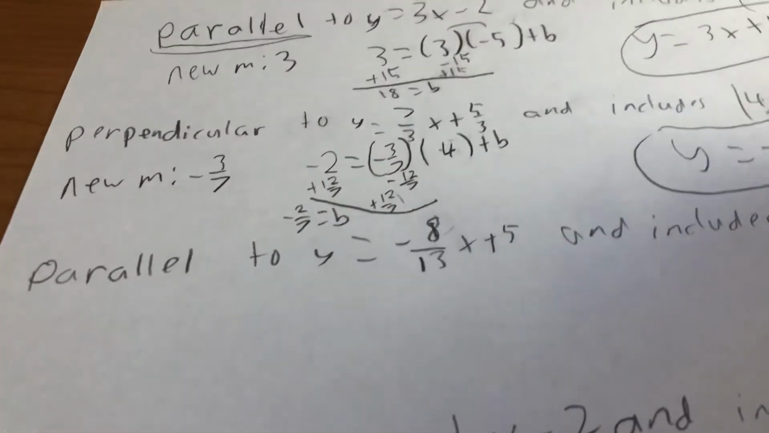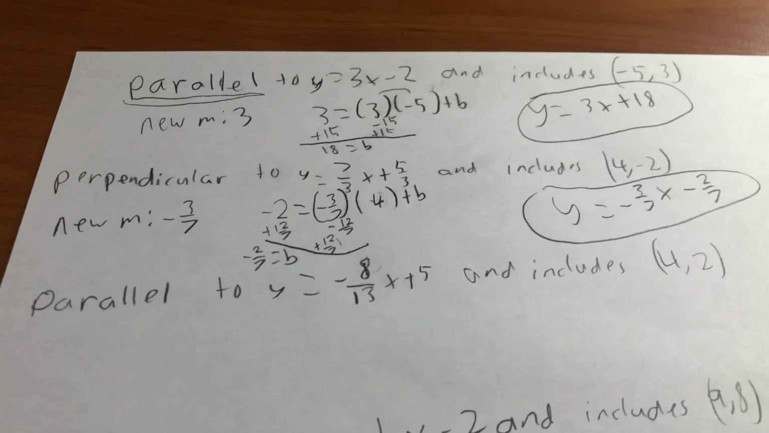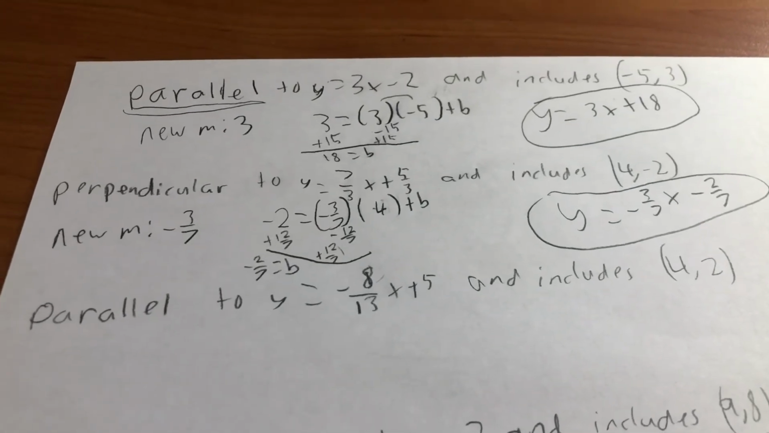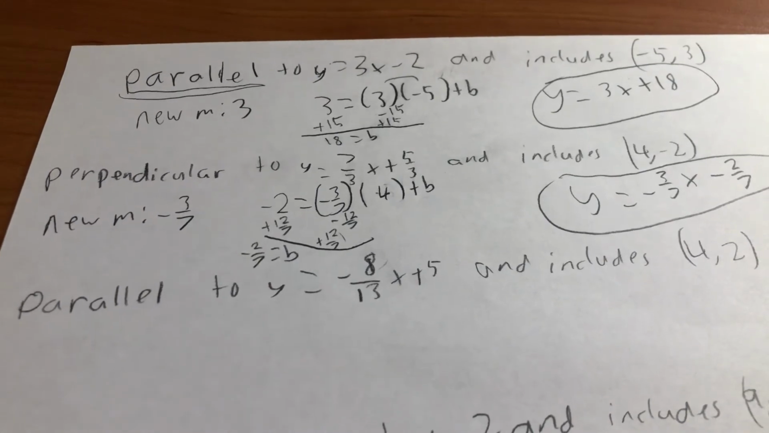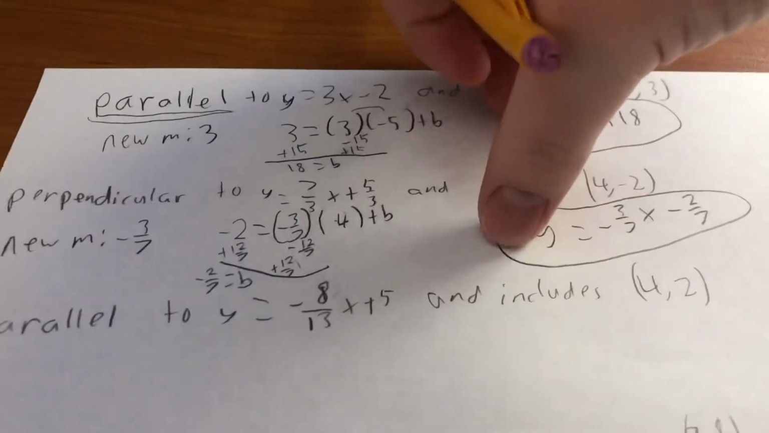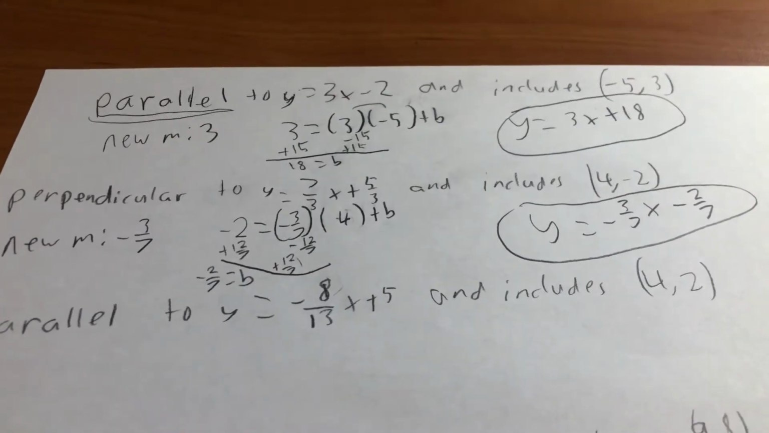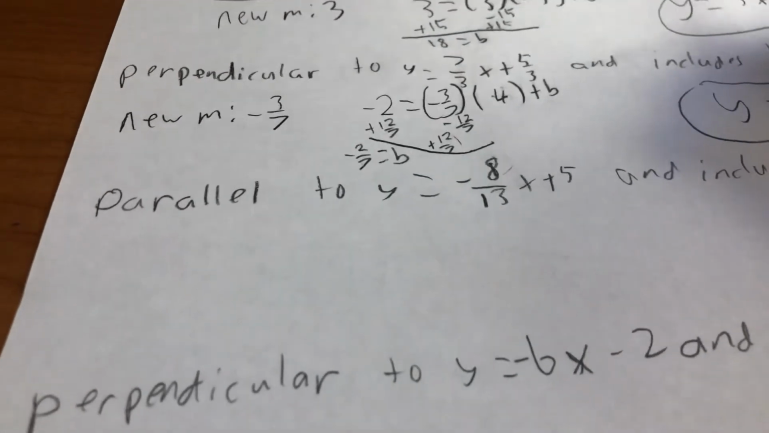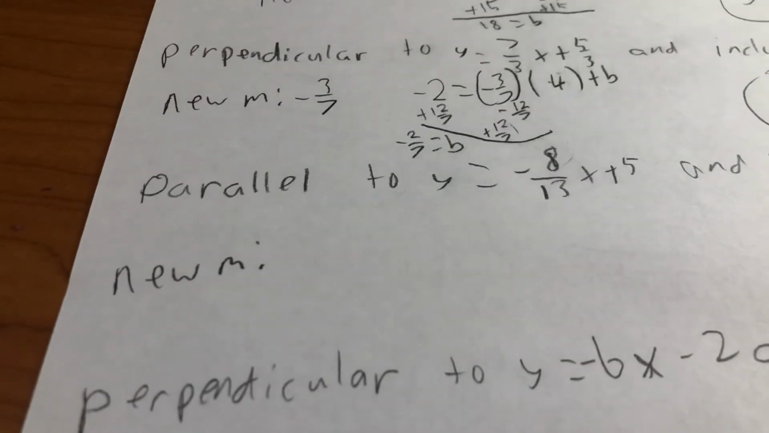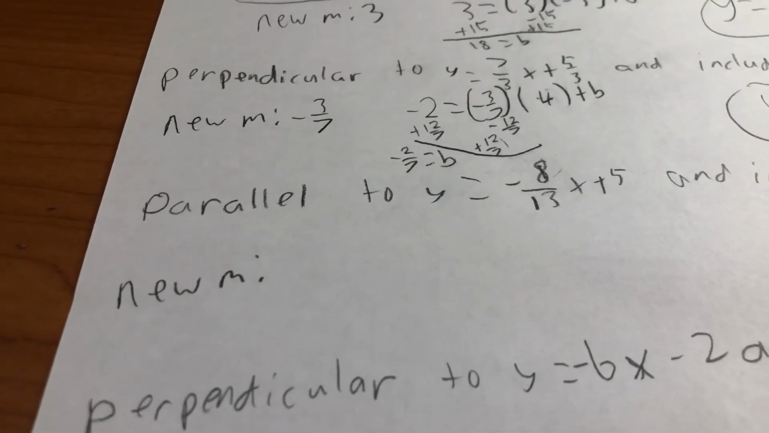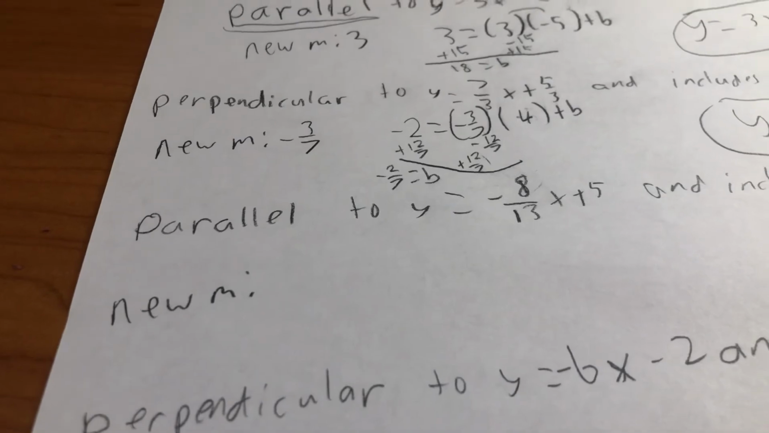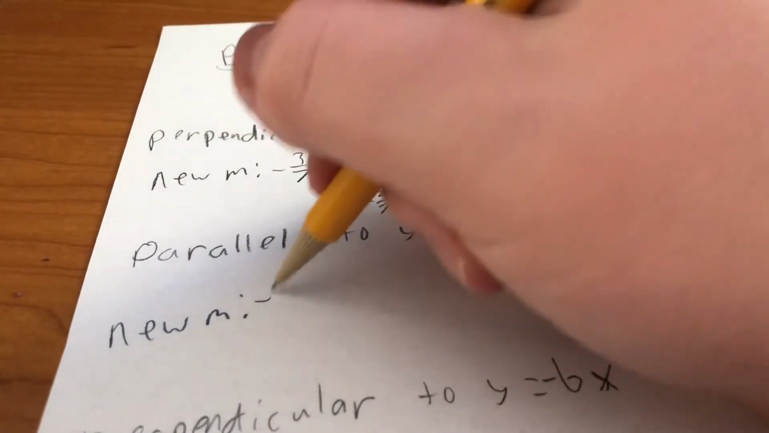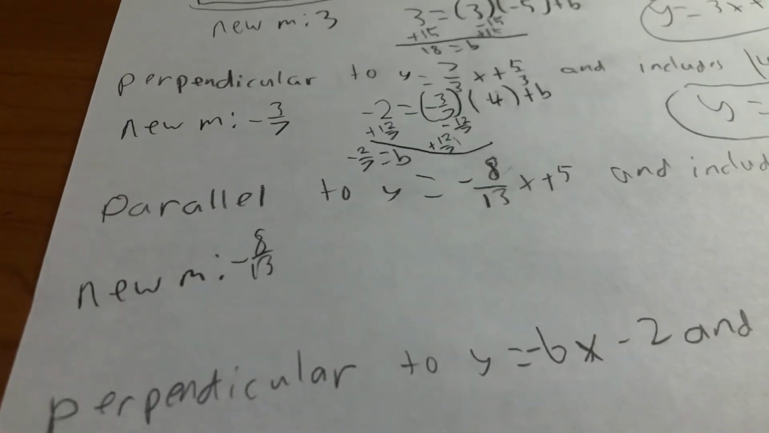Now going on to the third problem for today, and that is parallel to y equals negative 8 over 13 x plus 5 and includes the points 4 and 2. So now, of course, we are going to follow our 3 steps like we have been this entire time, and we are going to calculate m. So the new m is just going to be the same thing as right there. So it's going to be negative 8 over 13.